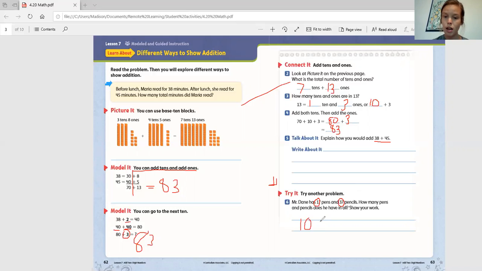So I'm going to do 10 plus 7, and then 30 plus 7 to get 40 plus 14. Now that's not going to be 44 because I can't forget about this 10 right here. So it's going to be 54.